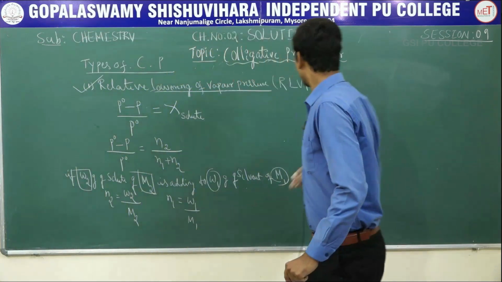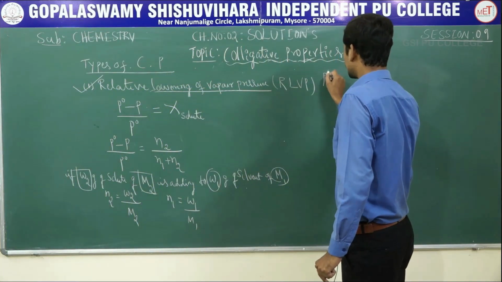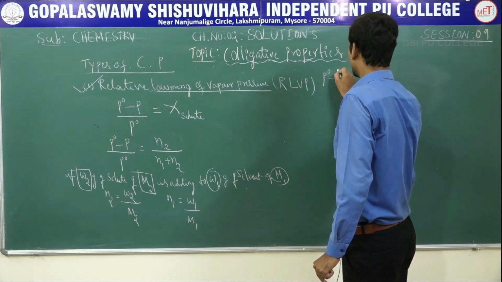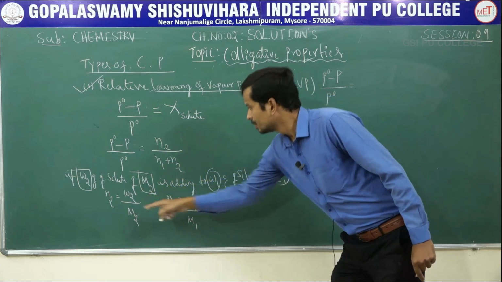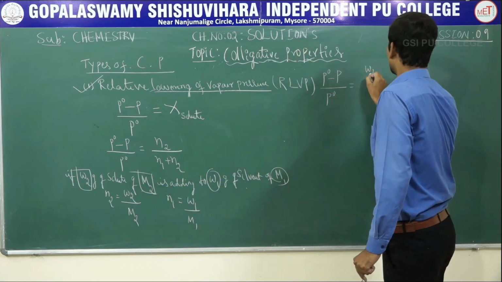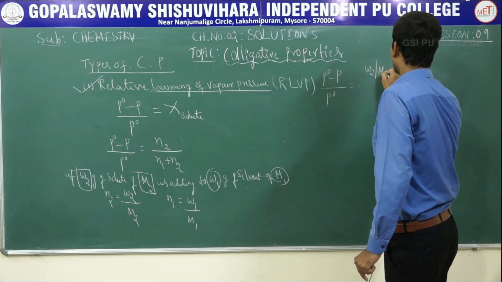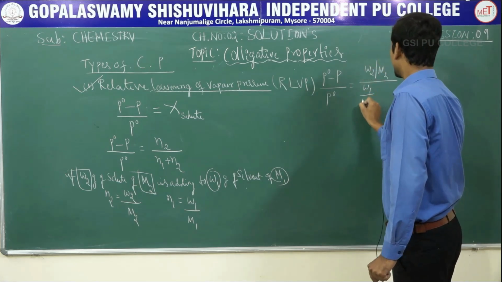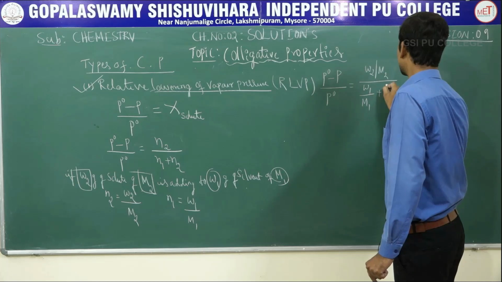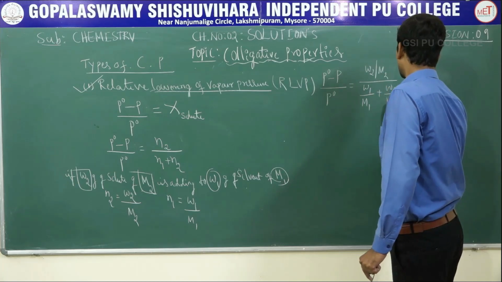Next, P naught minus P divided by P naught is equal to N2 by N1 plus N2, which is W2 divided by M2, over W1 divided by M1 plus W2 divided by M2.